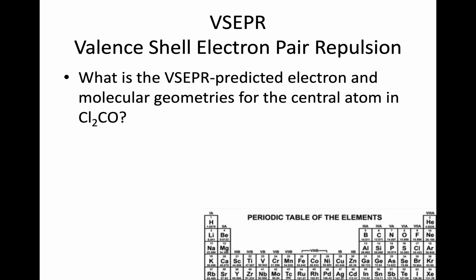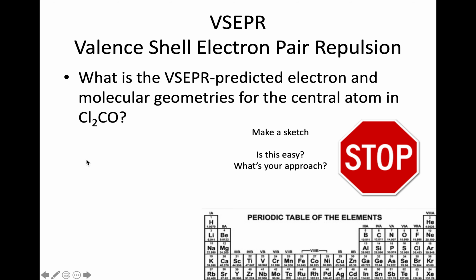Let's try it with a different molecule. What would be the VSEPR predicted electron and molecular geometries for the central atom in this molecule, Cl2CO? Once again, make a sketch. Is this an easy molecule for you? What's your approach? And then also go on. What do you think the electron and molecular geometries are around that central atom? Stop the video, share your work.